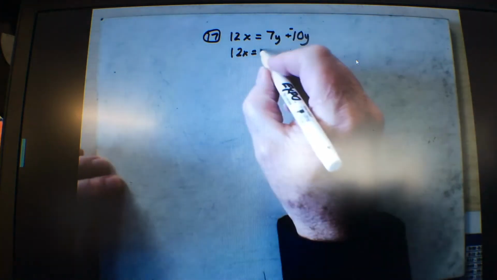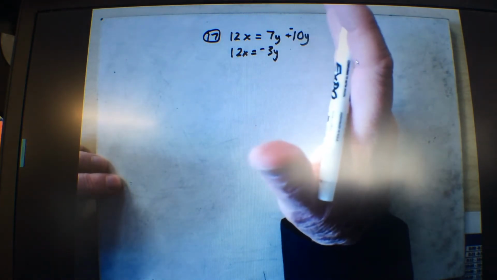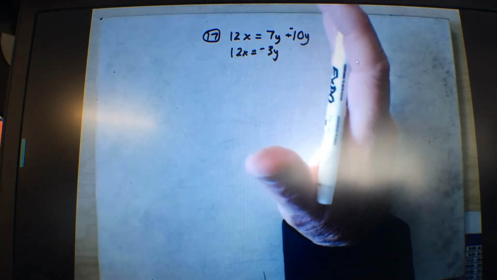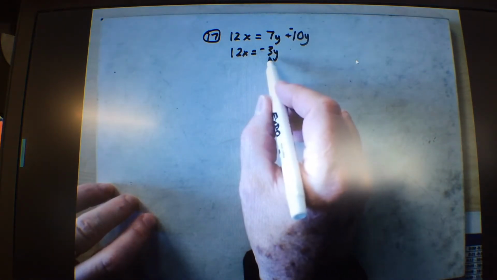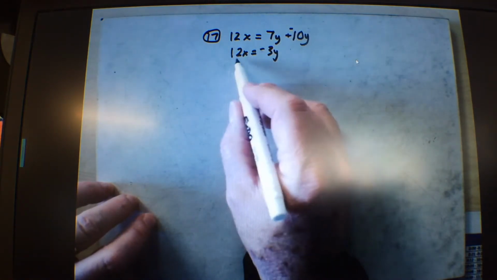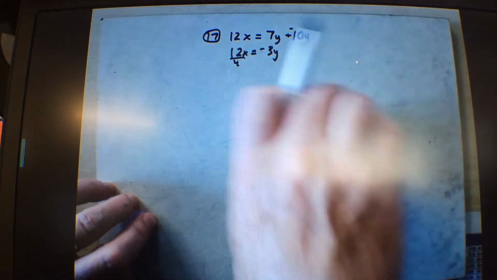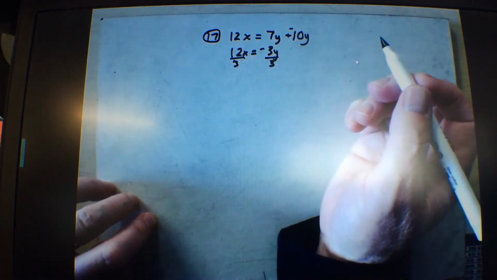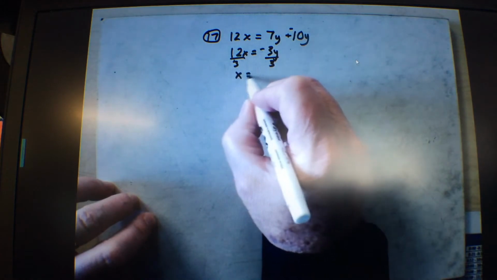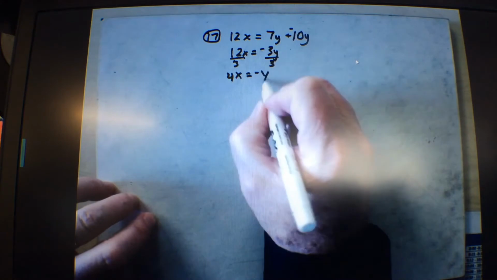Negative 3y, correct? Now I want the x's and the y's on one side, oh, but they're divisible. Both those numbers are divisible by what? 4. By 3. So I can divide this by 3 and I can divide this by 3, correct? I want to do that to get the smallest numbers. So I get 4x equals a negative y, correct?